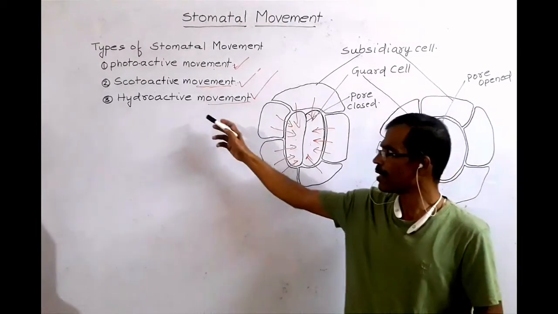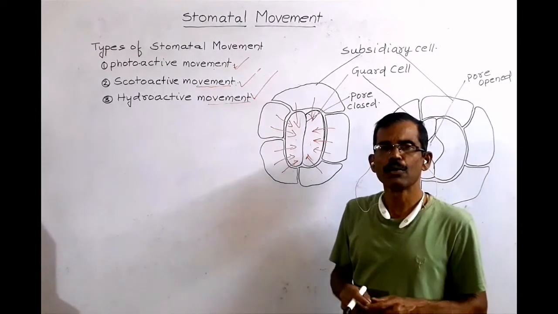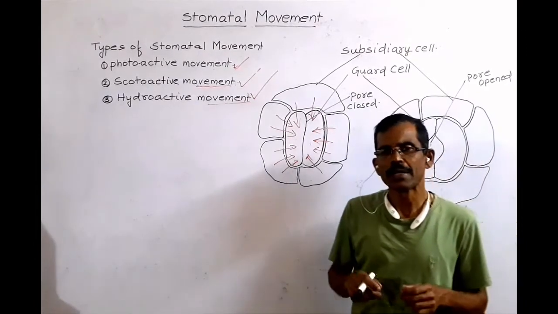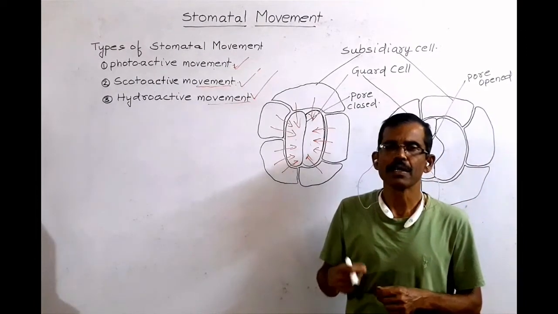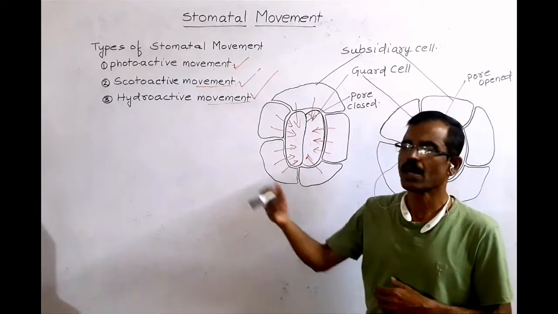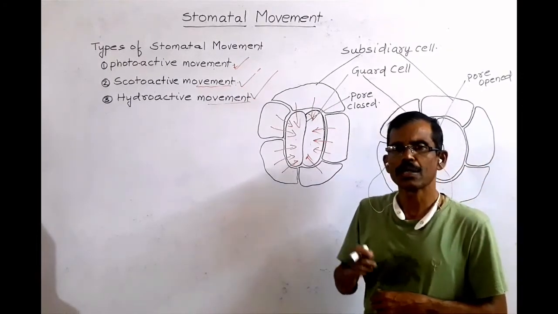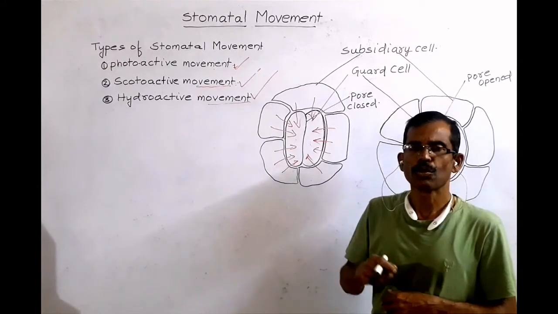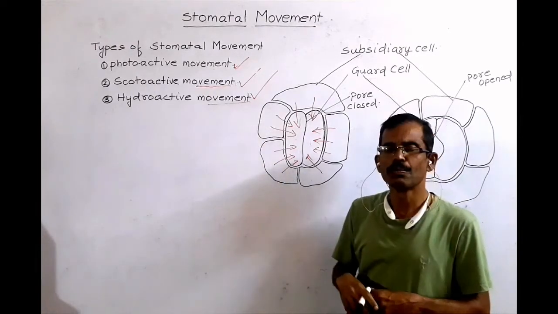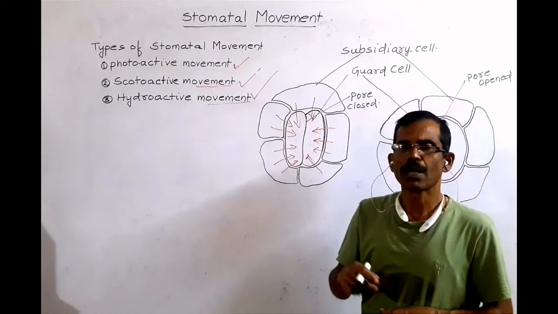Third type of movement is hydroactive movement. When the stoma remains open, the epidermal cells lose water. During midday, because of the greater rate of transpiration, a huge amount of water is lost into the atmosphere through stoma. In order to restore the water level of the plant, the stoma remains closed. So, in case of hydroactive movement, the opening and closing of stoma is controlled by water.